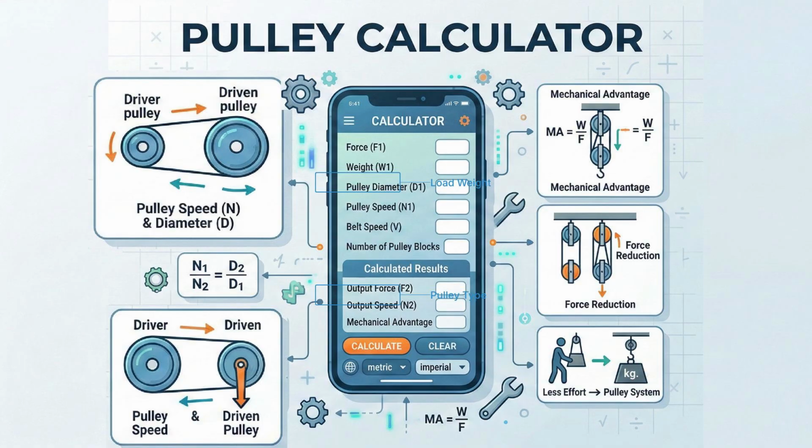Third is pulley system type, a drop-down menu with options fixed pulley, movable pulley, compound pulley, and block and tackle. For this example, I'm selecting block and tackle. Fourth is rope efficiency as a percentage, accounting for friction losses in the system. Fifth is pulley weight in pounds, which factors in the weight of the pulleys themselves.